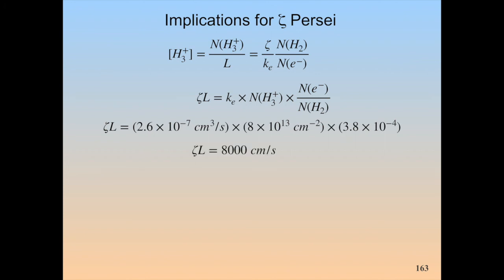Now, this is a velocity, but it's just because we're dealing with this rate here, which is 1 over seconds, and then this length, which is a distance. So even though this represents a velocity, don't think of it as a velocity. It's just that the units happen to work out that way.